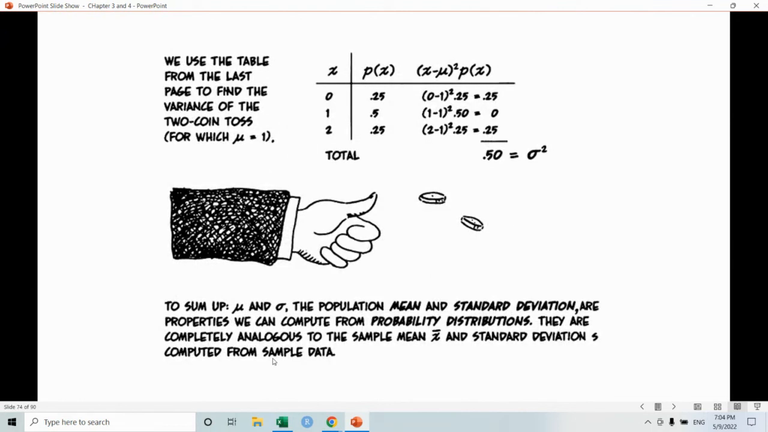We use the table from the last page to find the variance of the 2-coin toss, for which mu equals 1. So we have probabilities, and the actual x value minus the mean, which we know was 1. That's the mu. 1 minus 1, that's 0. 2 minus 1. So we can see that if we add those up, we get a variance equal to 0.5. So to sum up, the mean and the variance of the population, and the standard deviation, are properties we can compute from probability distributions. They are completely analogous to the sample mean and standard deviation computed from sample data. So if you're using Greek letters, it's coming from a population, and if you're using typical X and S, then it's coming from a sample.